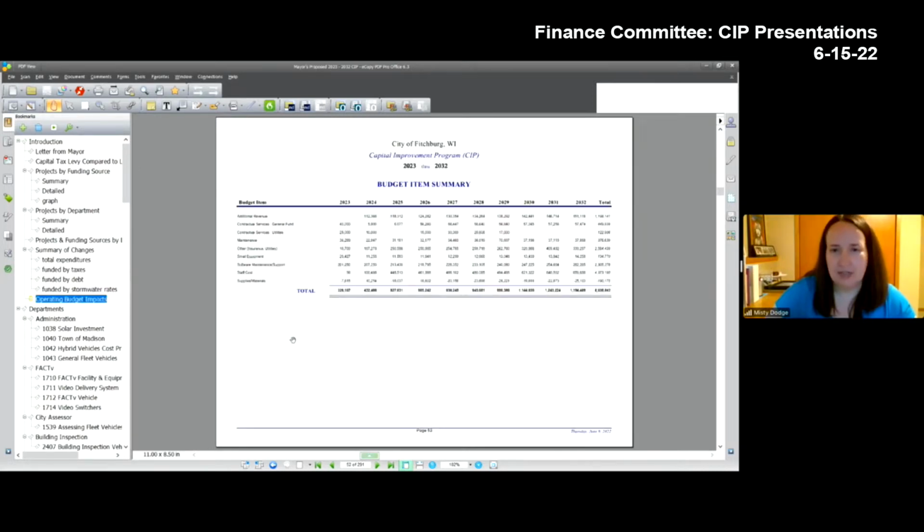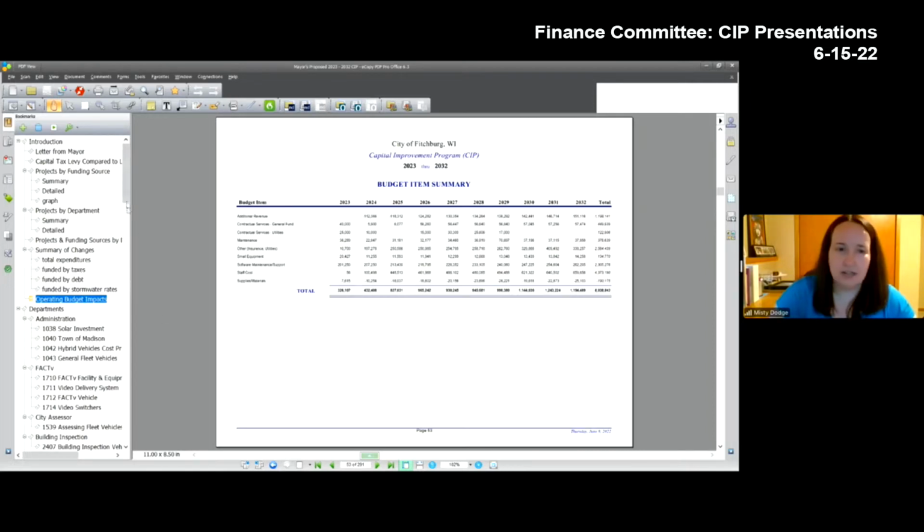Another piece that's interesting is the operating budget impacts. If the CIP is adopted as presented, there are going to be some impacts on the operating budget directly because of those CIP projects, and this report summarizes what those costs are. So if this is adopted as proposed, there'll be about $300,000 of additional operating budget needs that we'll need to account for in our 2023 budget.